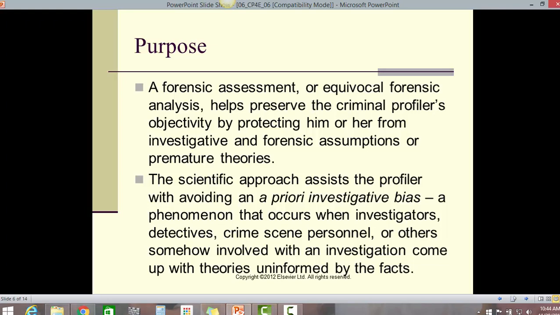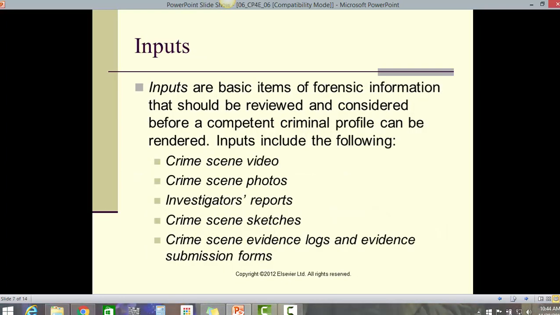The purpose: a forensic assessment or equivocal forensic analysis helps preserve the criminal profiler's objectivity by protecting him or her from investigative and forensic assumptions or premature theories. The scientific approach assists the profiler with avoiding any a priori investigative bias, a phenomenon which occurs when investigators, detectives, crime scene personnel, or others somehow involved with an investigation come up with theories uninformed by the facts.